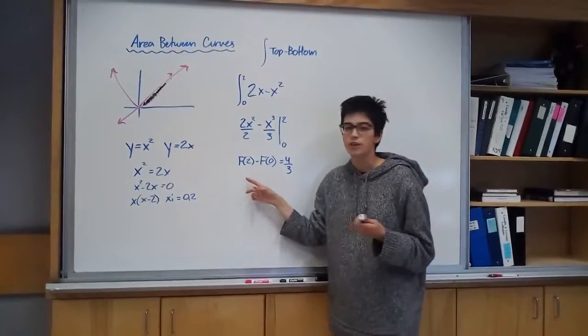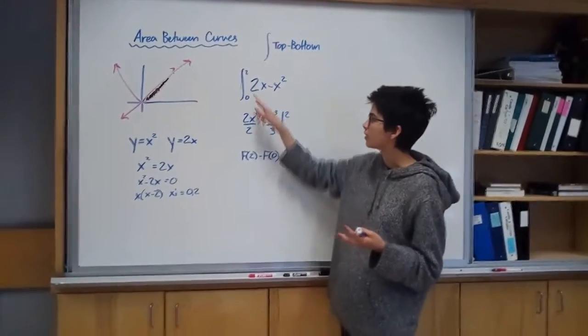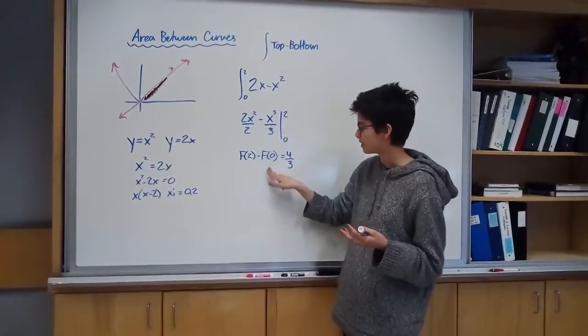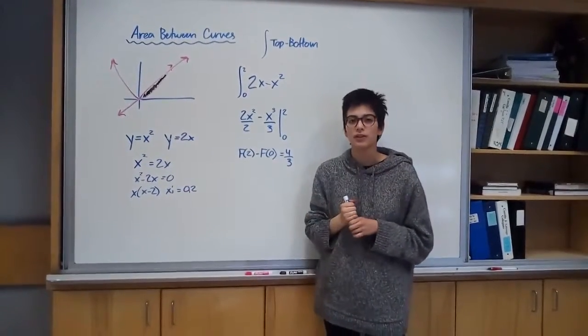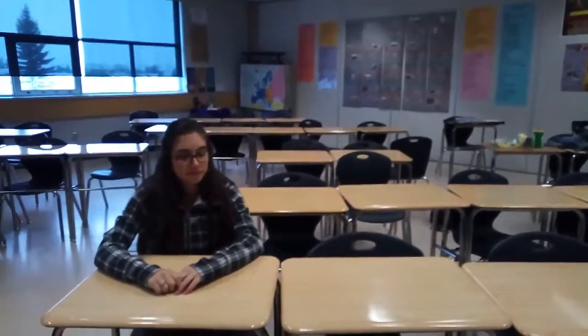Now you just need to do the fundamental theorem of calculus and plug in our b bound, which is 2, and the 0 for a. Subtract them, and you get 4 over 3, which is our area between curves.